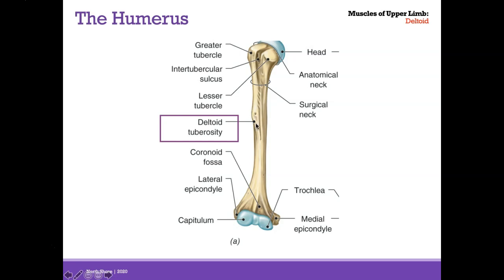So the deltoid tuberosity, and then you could test yourself. What attaches at the intertubercular sulcus? All right, we said the pectoralis major does. Also the lats do.